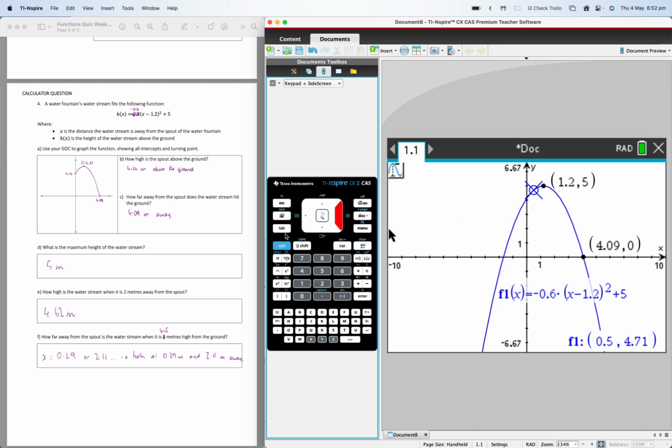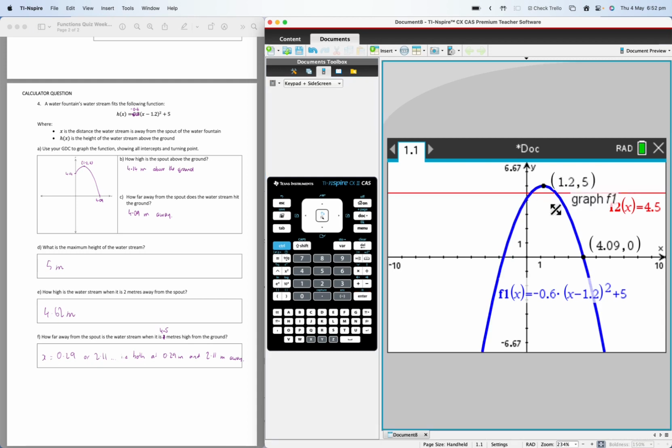What we're going to do is introduce a new graph. This graph, f2 of x, is going to be the value we are looking for, 4.5. Press enter. Then this red line here cuts through the blue line at 4.5. So the intersection there and the intersection there will give us the two values we're looking for. Note that it's 2. Many of you just wrote down one value, but the water goes up and hits 4.5 meters, and then continues to go up, and then it falls down again, and then it will be 4.5 meters a second time before hitting the ground.